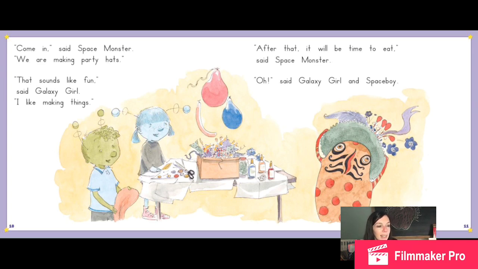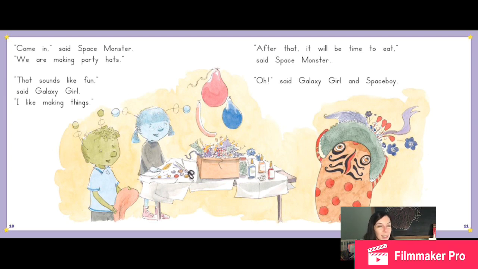So let's take a look at these 2 pages, and I'm just going to show you what it would sound like if I were to read these 2 pages. So I want you to listen how I use expression and I change my voice to make it sound interesting. So just listen and then I'm going to let you practice.